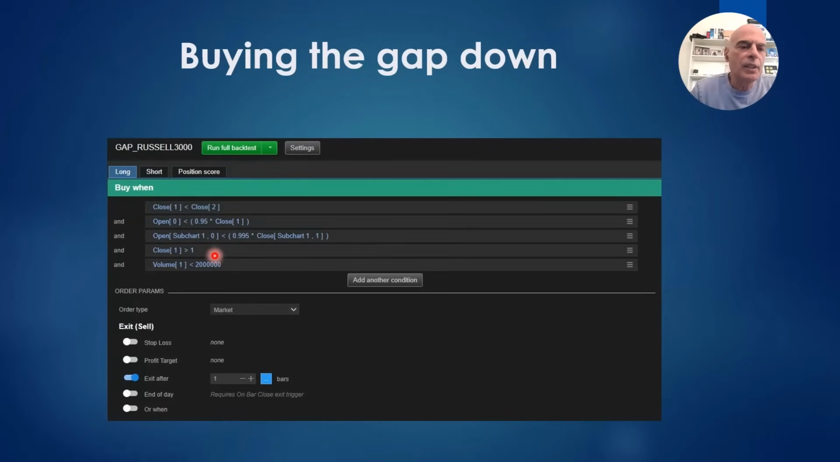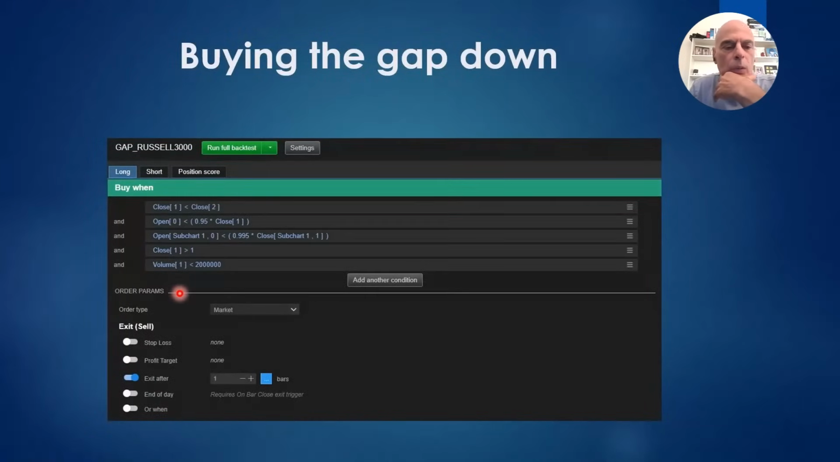I have a setting here that the close is greater than $1 because we don't want to deal with very low price stocks. And lastly, we want the volume yesterday to be less than 2 million because we want to focus on the small cap and mid cap, because I found this particular strategy is very effective on small caps and mid caps, potentially because the institutional involvement is less. You get a lot of small investors who get very emotional when their stock gaps down 5%.